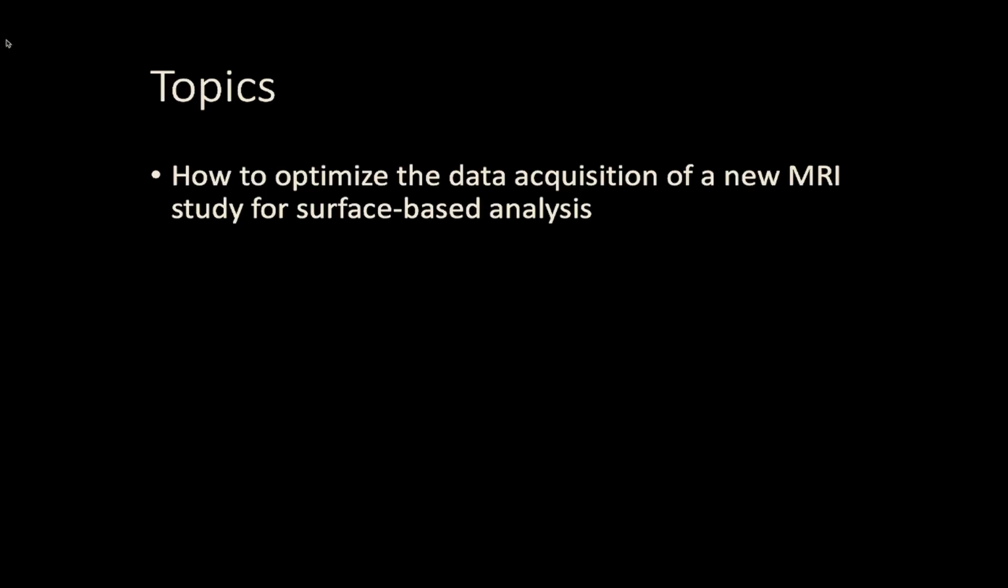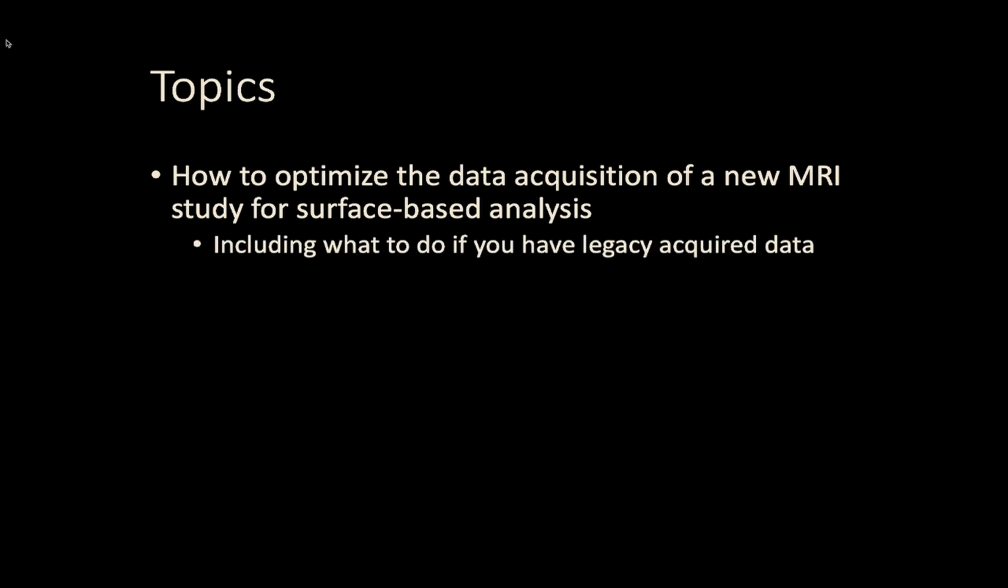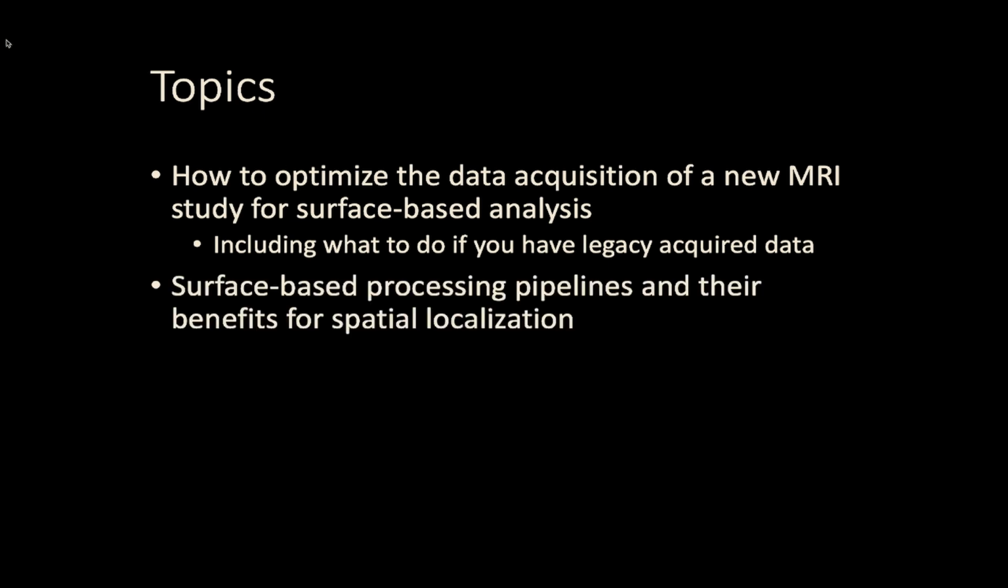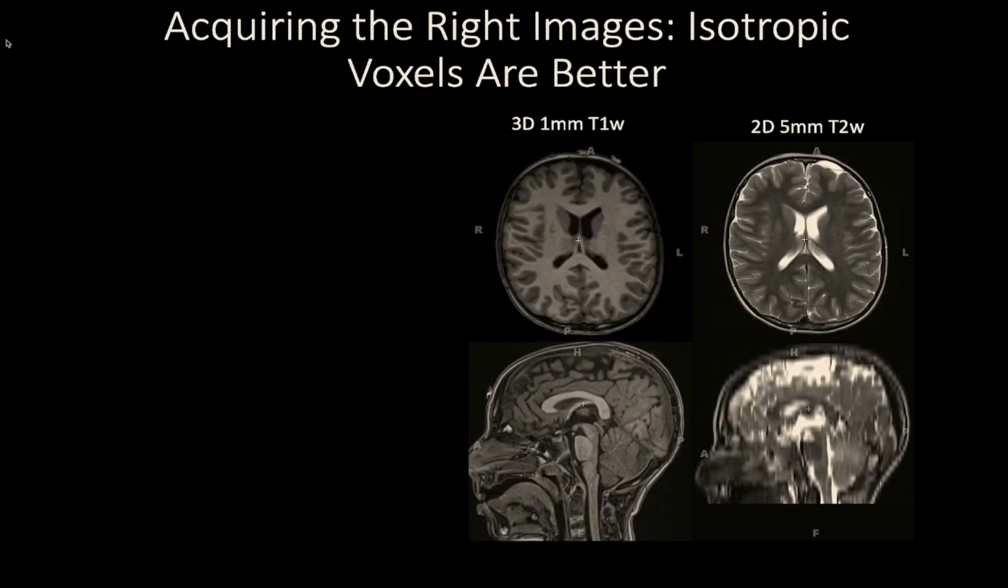Okay, so 2 topics today. How to optimize the data acquisition of a new MRI study for surface-based analysis, including if you want to get into surface-based analysis, but you have data that was acquired before you thought about that. What are the limitations and what can you still do? And then a little bit about surface-based processing pipelines and their benefits for spatial localization. So first, the acquisition side.